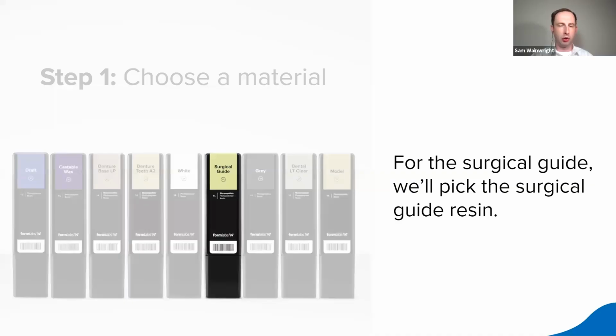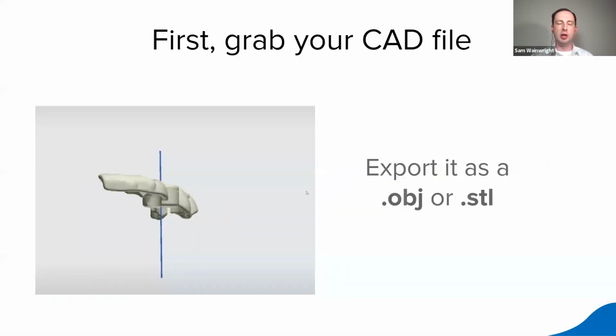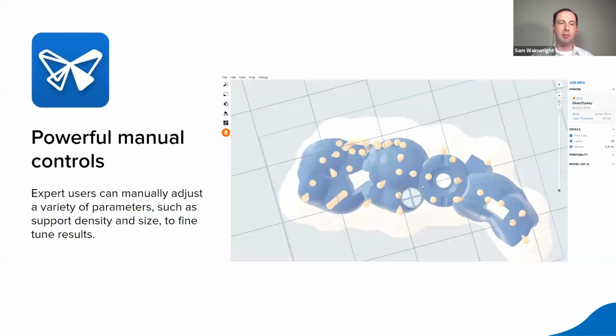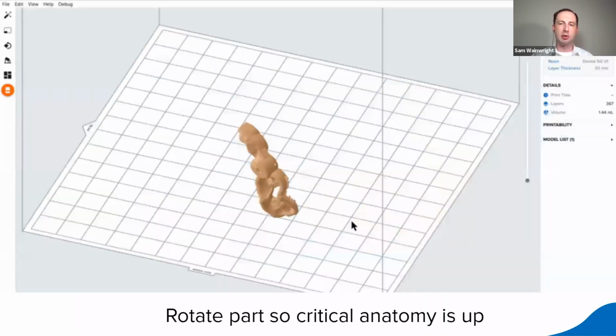First, we're doing a surgical guide, so appropriately, we're going to pick surgical guide resin. We need to take the STL file and bring it into PreForm. PreForm is extremely easy to use software. It also has some pretty powerful manual controls for more advanced users. It's a really well thought out piece of software.